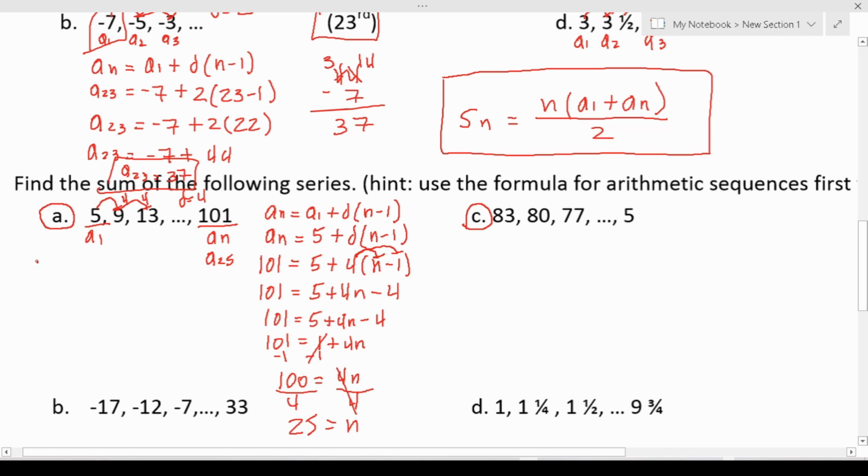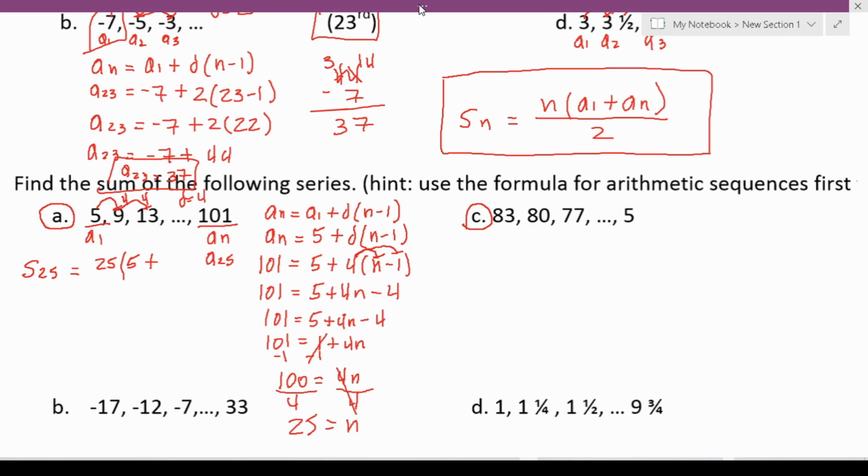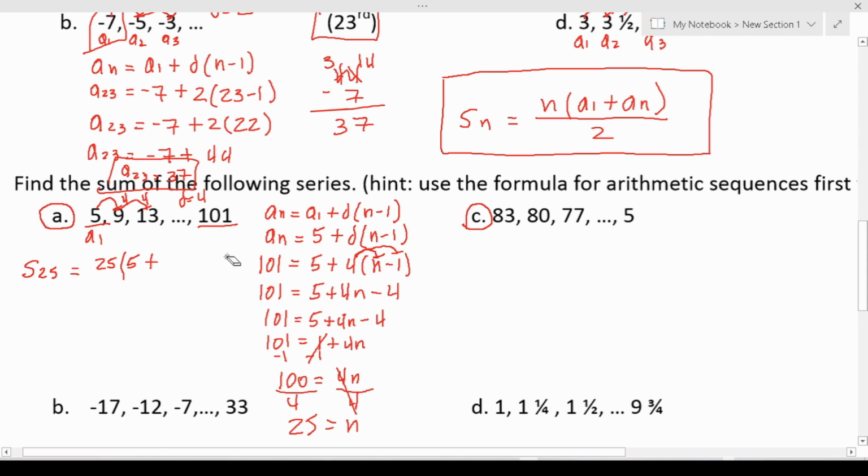So that's going to be the sum. Again, we figured out what n is. It's 25. So n is 25 times a sub 1, that's 5, plus, and let me get rid of this real quick so it's not in our way, plus a sub n. Again, a sub n was 101, all over 2. So this is S sub 25 equals 5 plus 101, which is 106. So this is 25 times 106, all divided by 2.